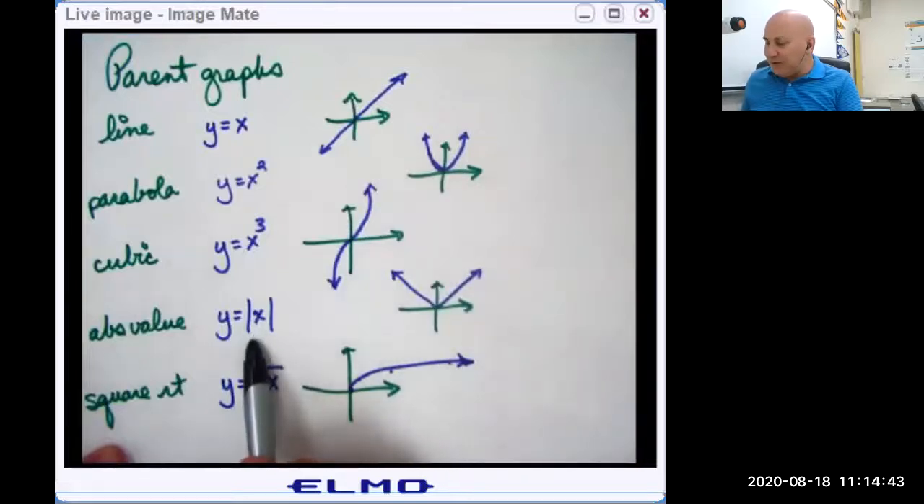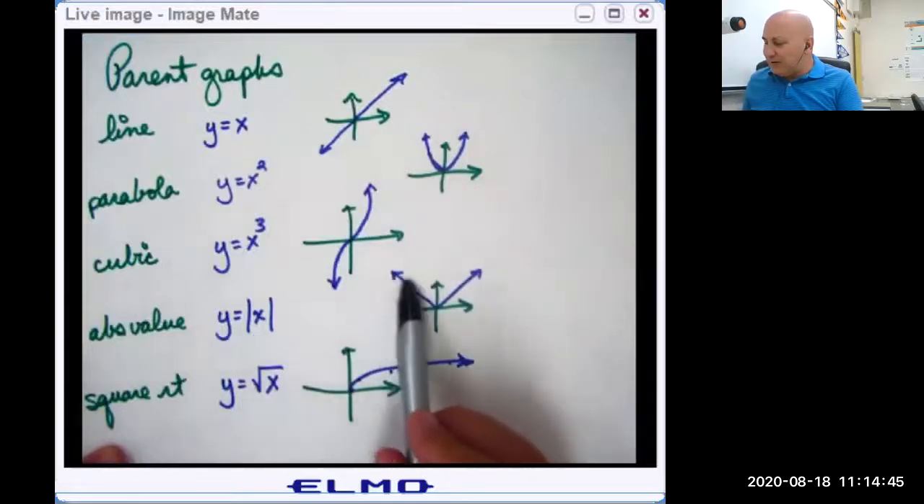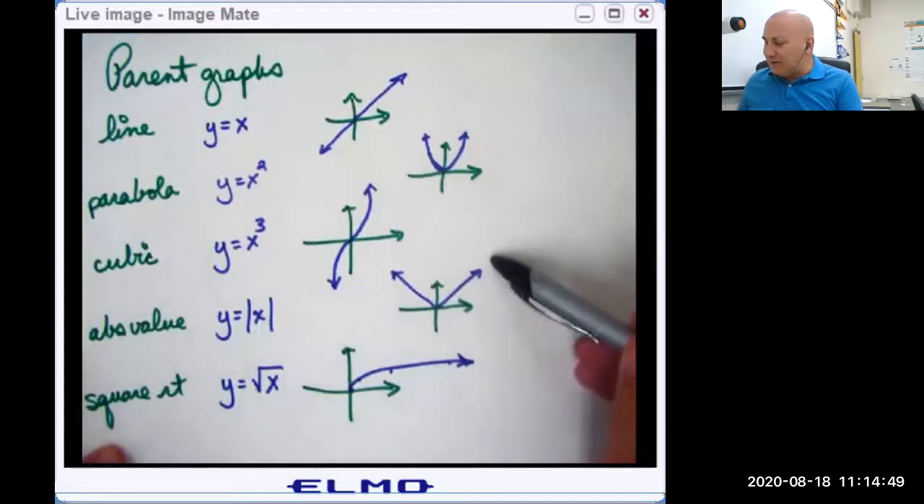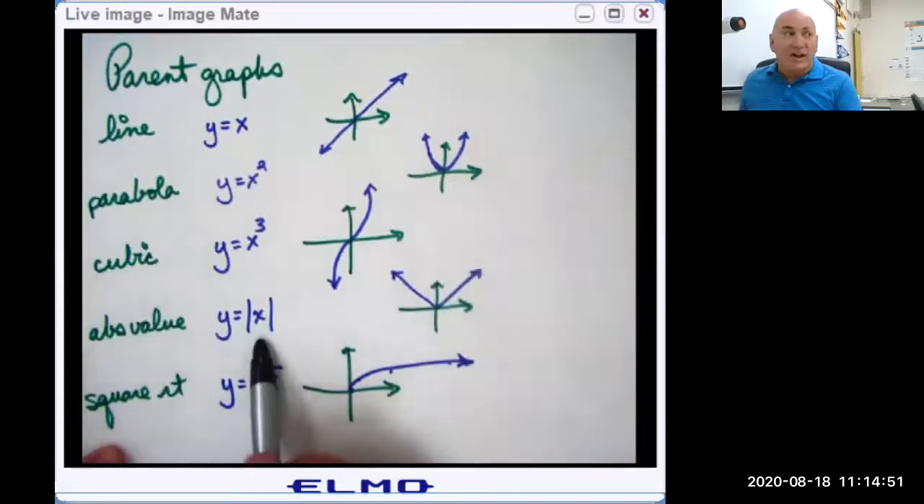The absolute value graph, this piece is y equals negative x. This piece here is y equals positive x. And we can just write it as one expression here, the absolute value.